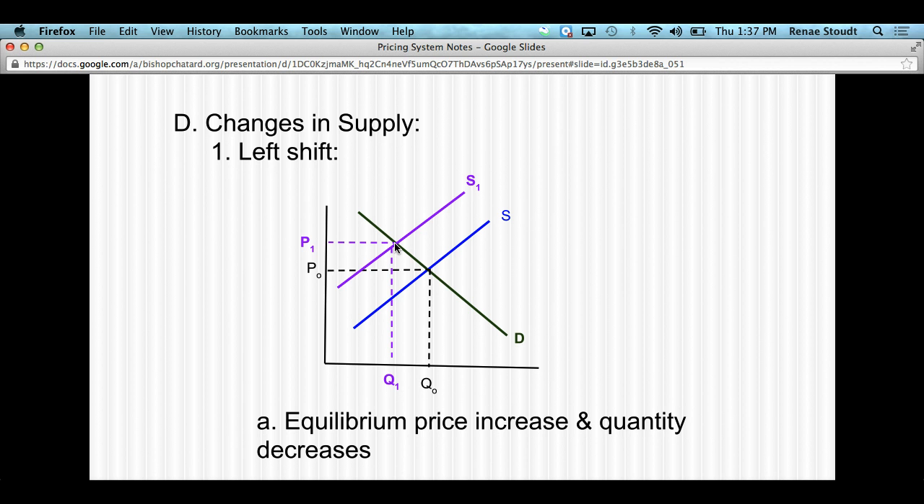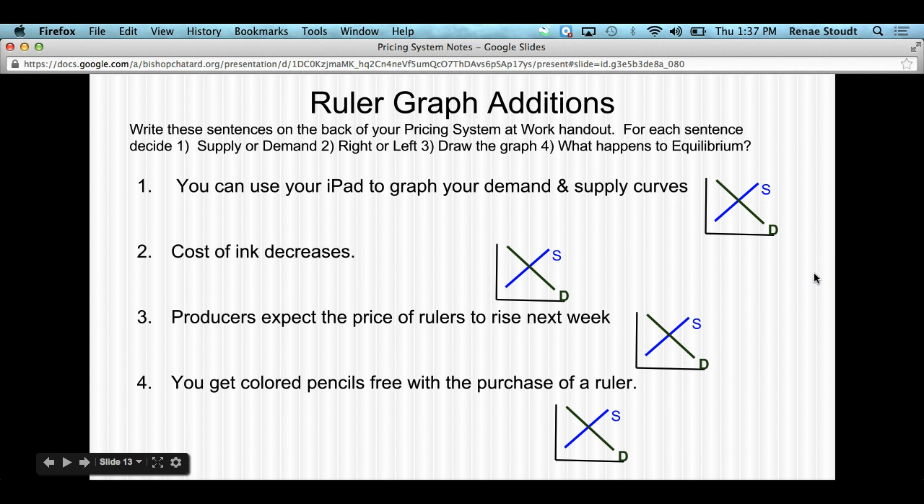You good? All right, get out your ruler graph. I'm going to have you add one last thing to your ruler graph in about 2 minutes. So here's your ruler graph. Here's what I want you to do. I have 4 sentences for you, and if you don't have room on the front, you can write them on the back. I want you to copy them down.